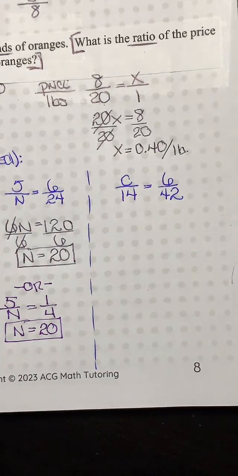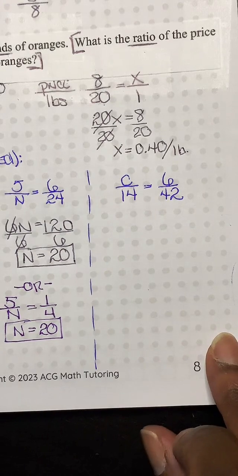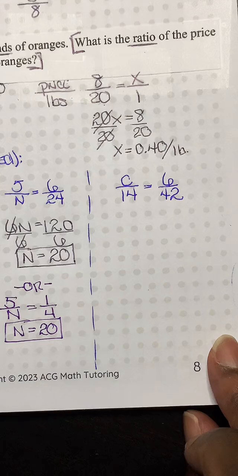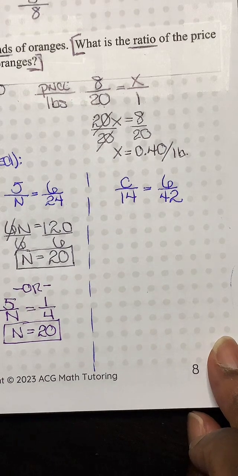Okay? All right. Give this one a try. C over 14 equals 6/42. And when you do have your answer, go ahead and put it up.